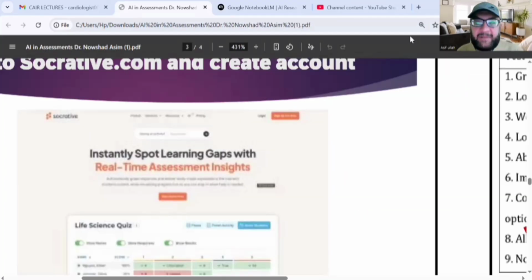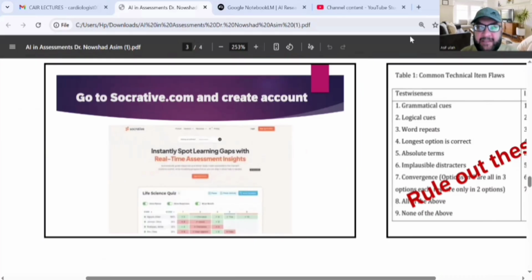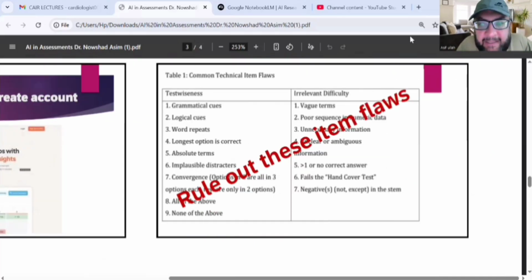So you go to Socrative.com and create an account while you are creating MCQs. And there are common technical item flaws like test-wiseness: grammatical cues, logical cues, word repeats, longest option is always correct, absolute terms, impossible distractors, convergence, all of the above, and none of the above. These are test-wiseness clues that often lead students to the right answer.